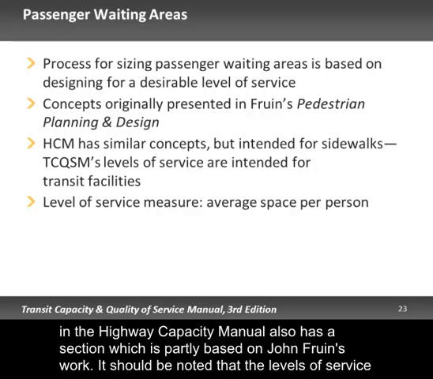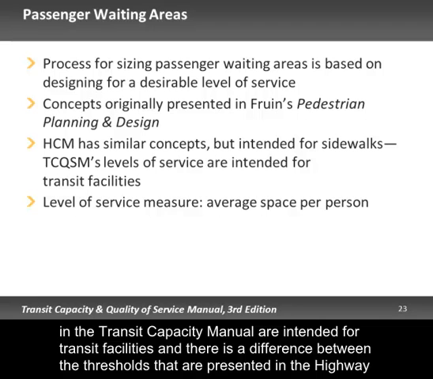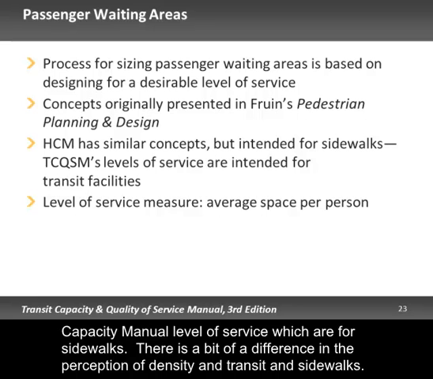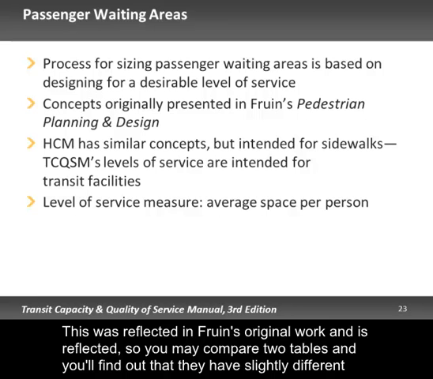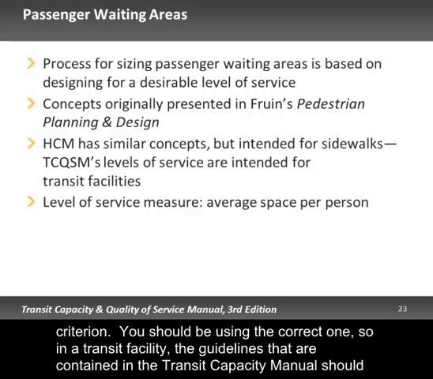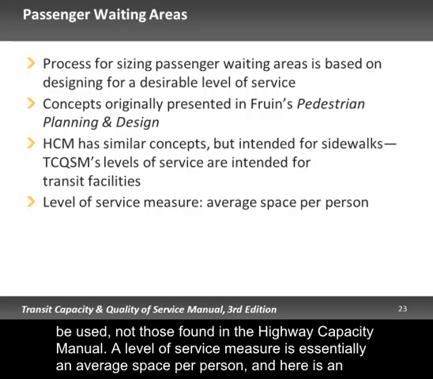It should be noted that the levels of service in the Transit Capacity Manual are intended for transit facilities, and there is a difference between the thresholds that are presented in the Highway Capacity Manual level of service, which are for sidewalks. There is a bit of a difference in the perception of density in transit and sidewalks. This was reflected in Fruin's original work. So you may compare two tables and you'll find out that they have slightly different criteria, and you should be using the correct one. So in a transit facility, the guidelines that are contained in the Transit Capacity Manual should be used, not those found in the Highway Capacity Manual. A level of service measure is essentially an average space per person.